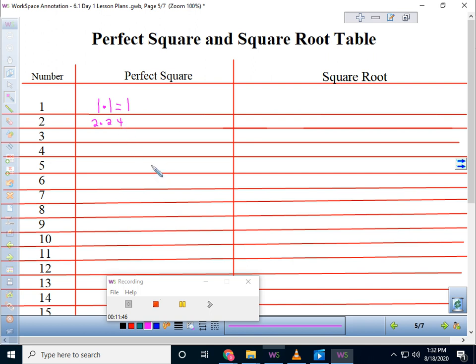Okay? Now, we can also say 3 times 3. Now what's 3 times 3? 3 times 3 equals, I should put my equal sign there. 3 times 3 equals 9. And 4 times 4 equals 16. So we've built a few perfect squares here. Let's go across the column to square root, and let's see how we'd fill those in.